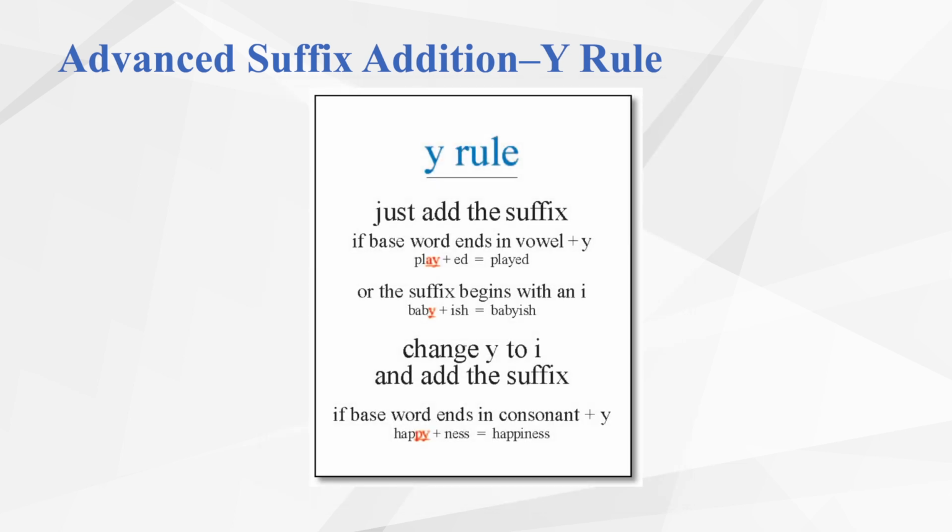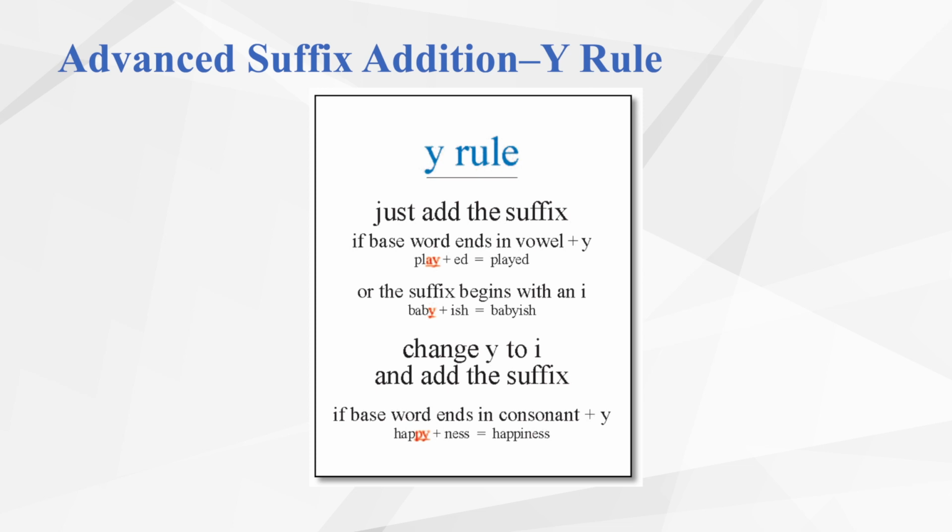Our first step is to ask ourselves, does the base word end with a vowel plus a Y? If it does, we just add the suffix. If we look at our word PLAY, PLAY ends with a vowel plus a Y, doesn't it? So we just add ED, and our word is PLAYED, or played.